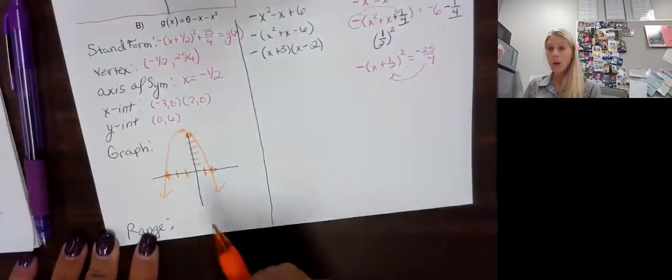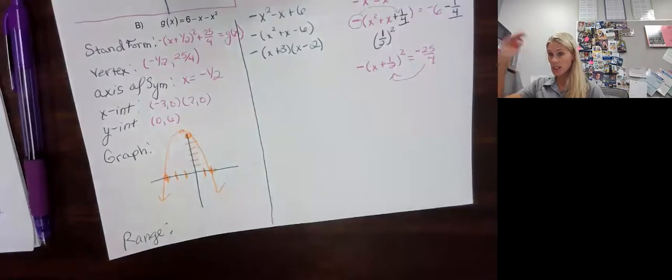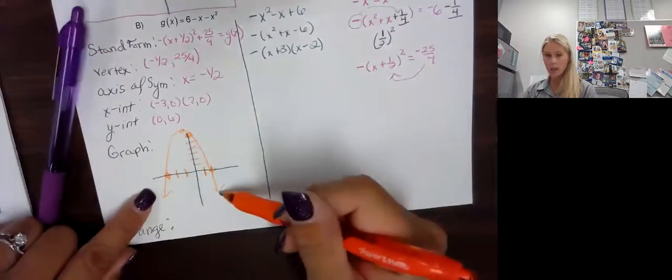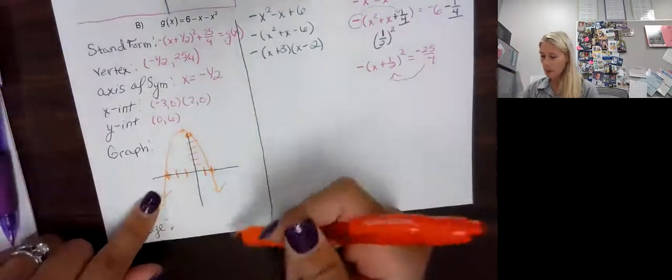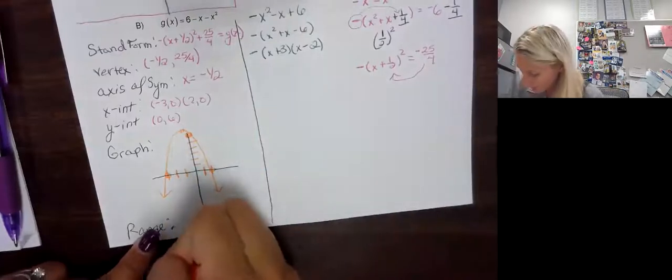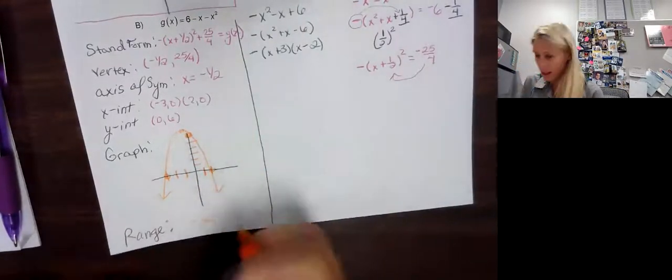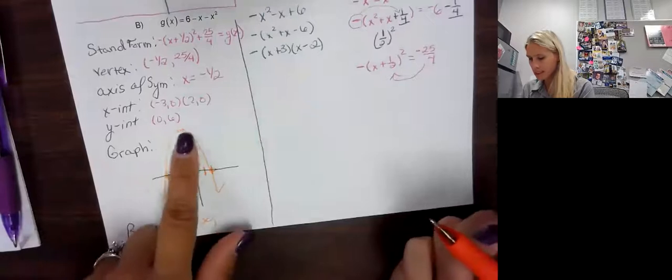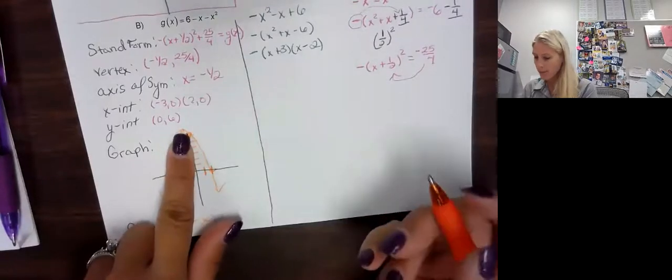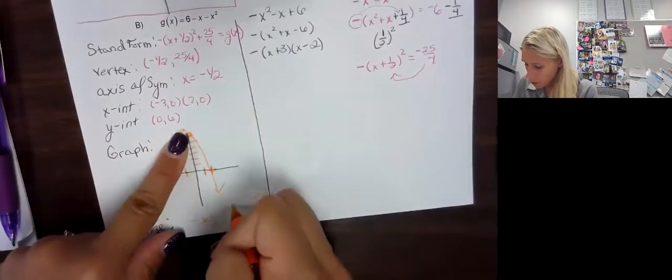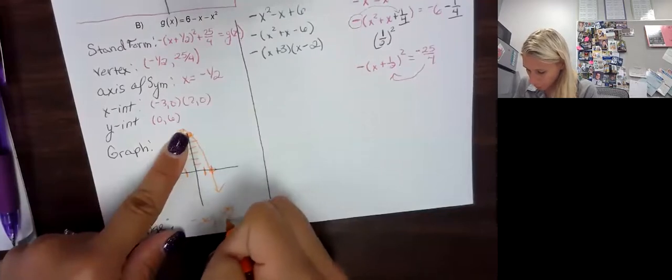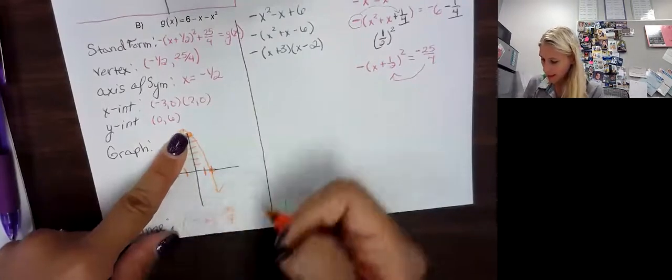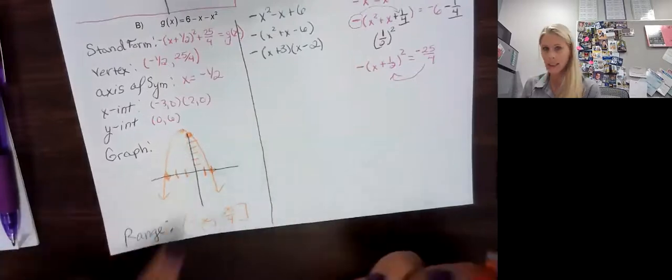Okay, so range is from bottom to top. Well, if you look at the bottom, it keeps going. The bottom then keeps going to -infinity, and it goes all the way up. And where does it stop? It stops at the value of 25/4. It hits 25/4, so that's a bracket.